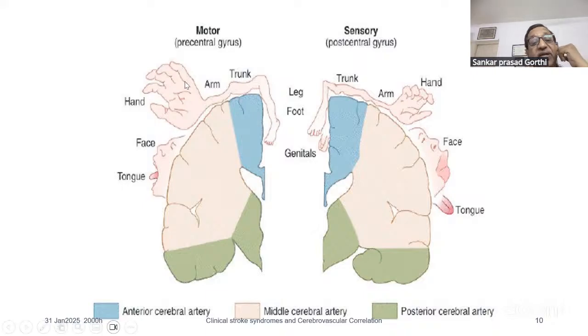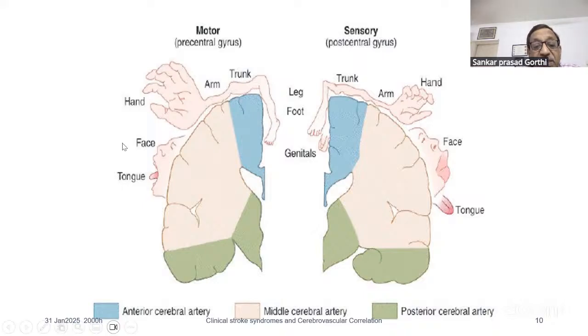Differential hand weakness more than the leg weakness. That is middle cerebral artery territory. Then that is called cortical stroke. So if an individual has more weakness in the upper limb than in the lower limb, along with the face, that's called differential weakness. It's called cortical stroke.